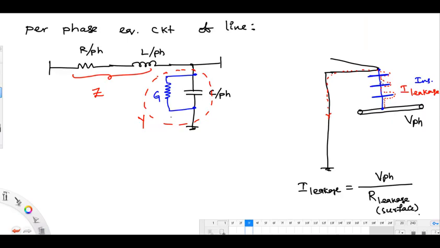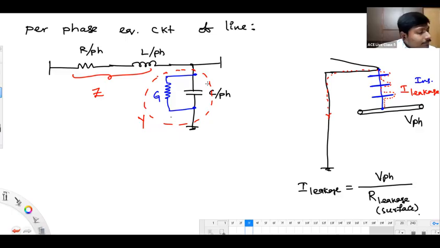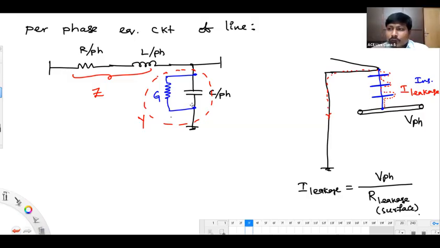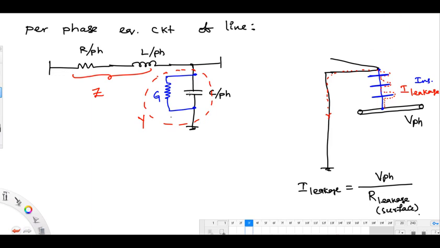Sir, we are connecting that resistor in parallel to the capacitor, sir. I did not get that, sir. Why are we connecting it in parallel with capacitors? Because it's a shunt element, right? The current is a shunt current. We have to keep that as a shunt element only in our circuit. Okay, thank you, sir.